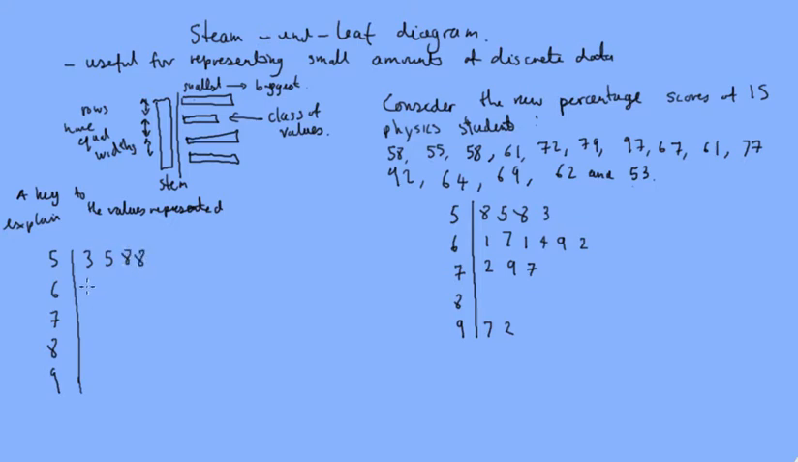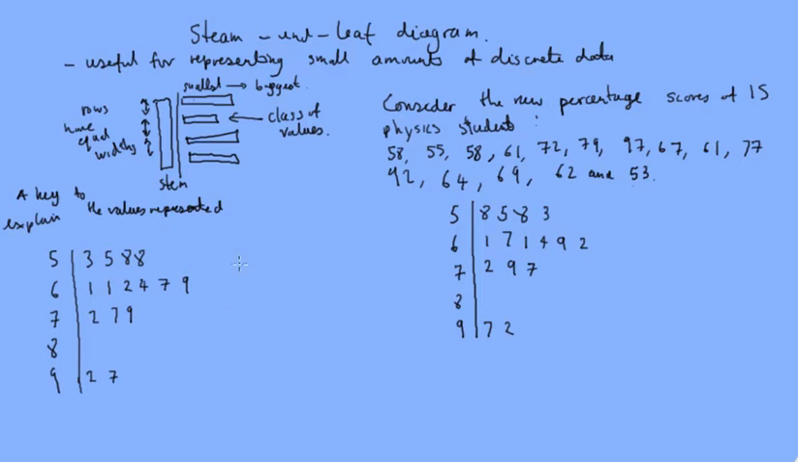Then in the 6s we've got 2 1s, and then we've got a 2, and the next one's a 4, a 7, and a 9. Then in the 7s we've got a 2, 7, 9. There's nothing in the 8s, and then we've got the 92 and the 97.